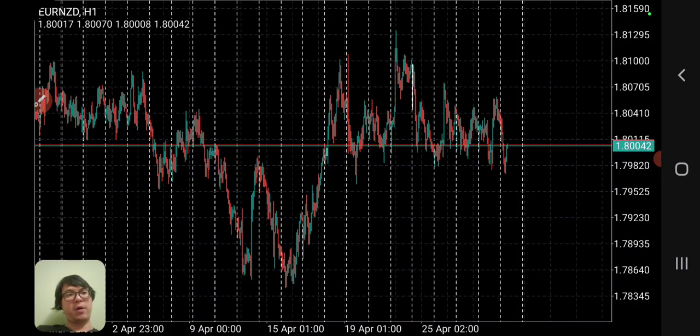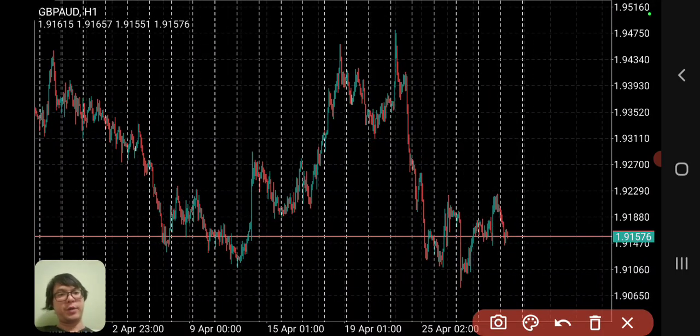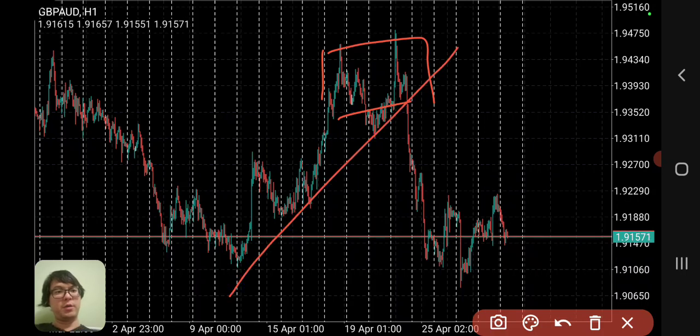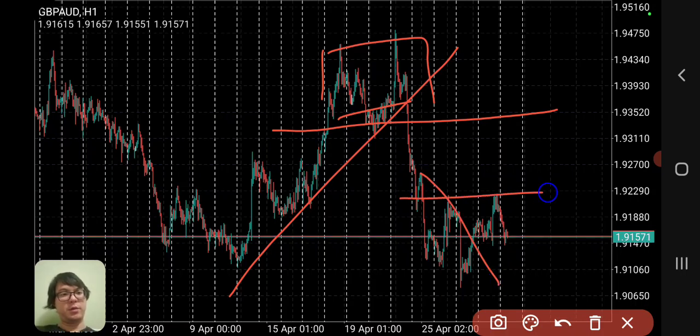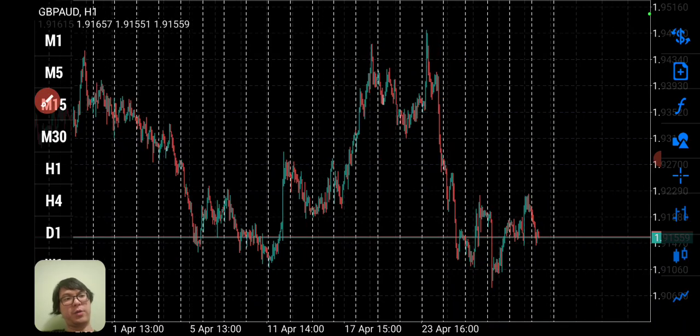Pound Australian, we got the top trend line break, no retesting on the resistance. And down, we got a breaking up. Support is not holding up. Pricing didn't break up and testing the support. So eventually this is a consolidation in the higher time frame. As hourly, we got a no trade.